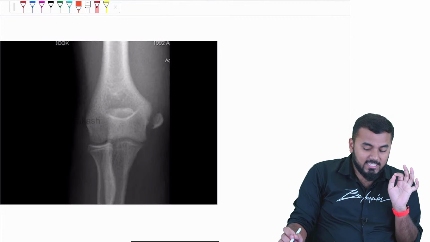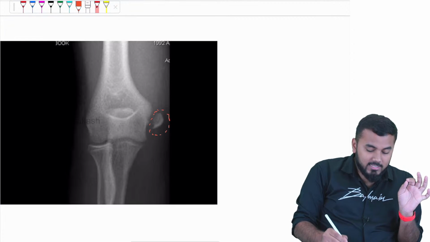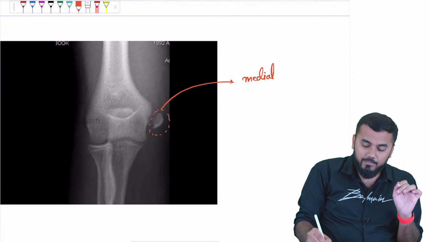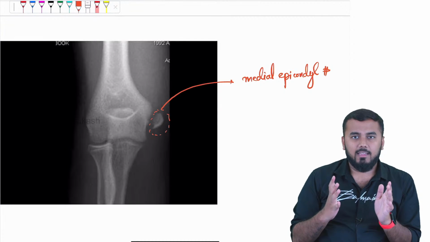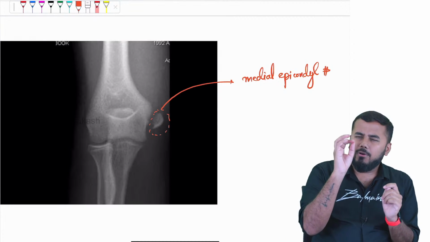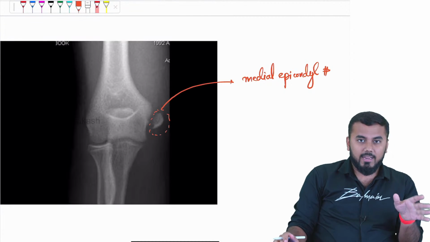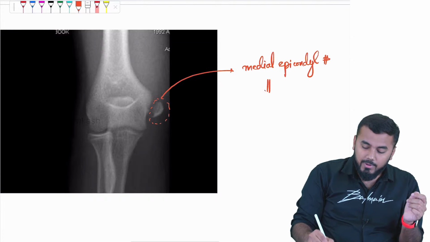Who will tell me what has happened here? Do you see a small piece that is coming out? This is called a medial epicondyle fracture. Guys, I have actually kept a blurred X-ray, but in the exam you will have a very clear X-ray. Don't worry about that. Medial epicondyle fracture, ulnar nerve.